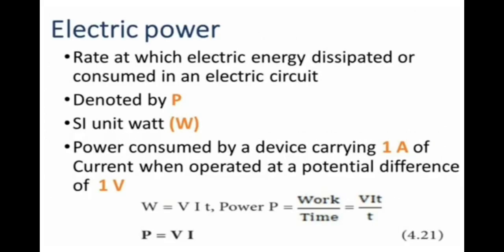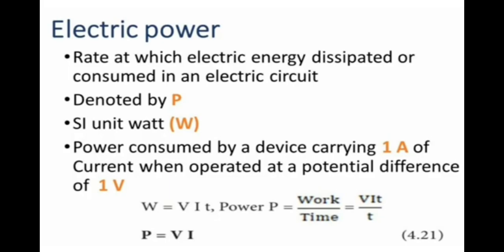Next one, electric power. In general, power is defined as the rate of doing work or rate of spending energy. Similarly, the electric power is defined as the rate of consumption of electrical energy. It represents the rate at which the electrical energy is converted into some other form of energy. So, the rate at which electric energy is dissipated or consumed in an electric circuit. Here, dissipated means it's scattering in various directions wastefully.